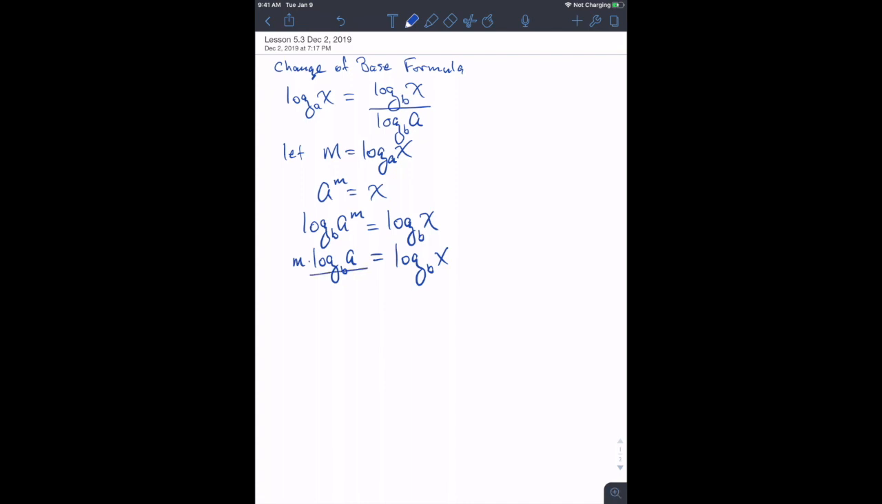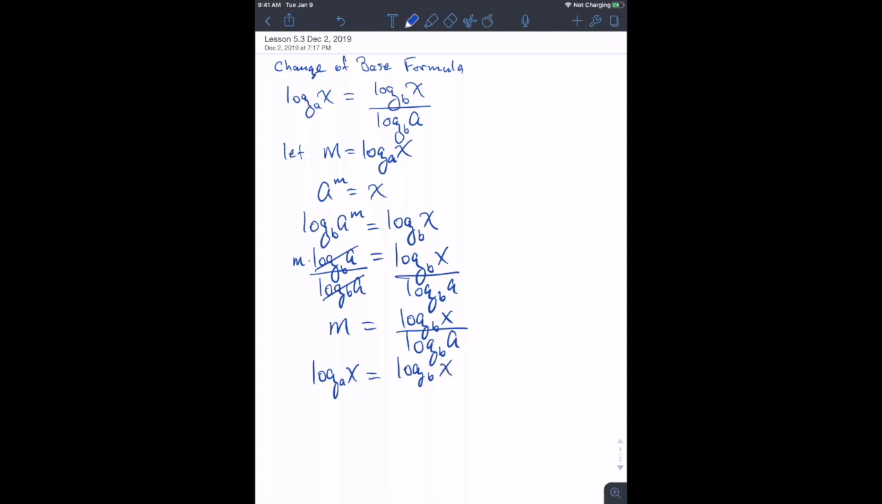And if I divide both sides by log base b of a, log base b of a on the left cancels and is just leaving me with m equals log base b of x divided by log base b of a. Now, earlier we stated that m is equal to log base a of x. So I can replace m with log base a of x, and that's equal to log base b of x divided by log base b of a. And there we have it. That's the change of base formula.